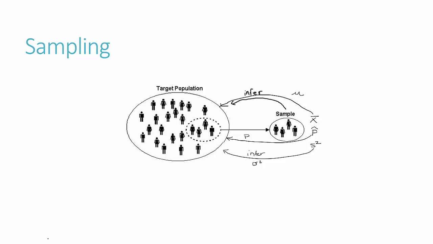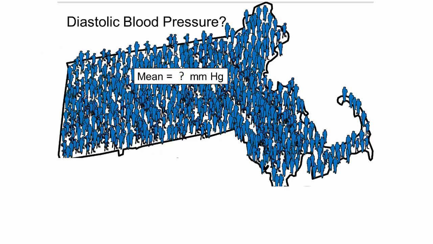Let's take a look at an example. Here we have the whole population of Massachusetts, and we want to know the mean diastolic blood pressure of all the adults in Massachusetts. I looked on Google. Massachusetts has a population of 6.75 million people. We don't have the time or the resources to screen all of them and figure out what their actual diastolic blood pressure is, and then take that 6.75 million numbers and find the mean. So what we want to do is sample them.